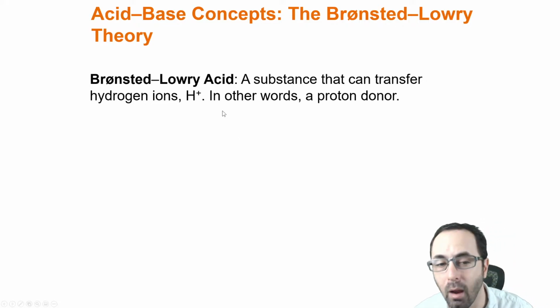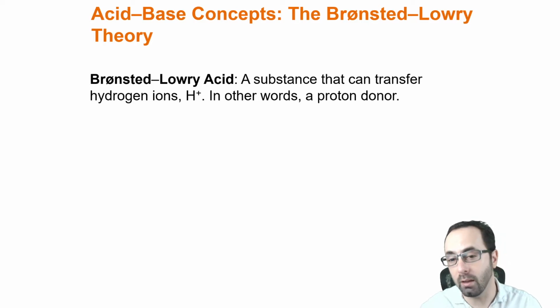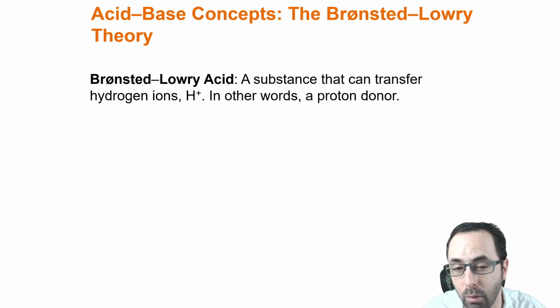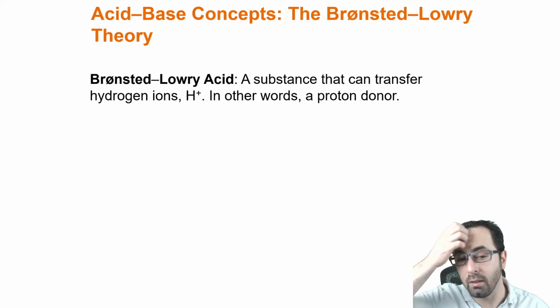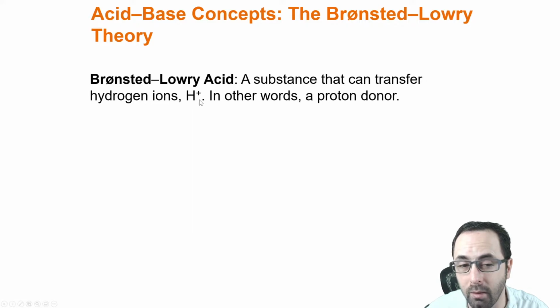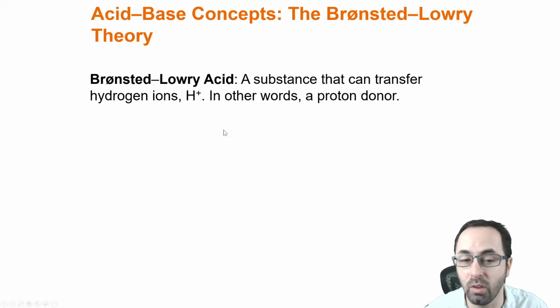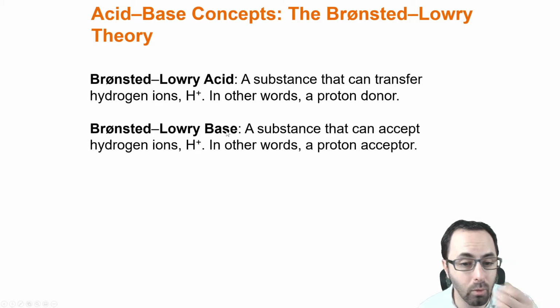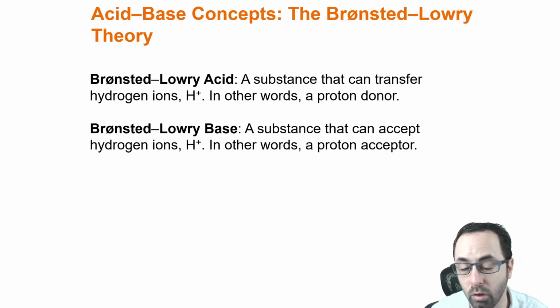In the Brønsted-Lowry definition, an acid is one that donates protons, or gives H plus ions, to another substance. It's very similar to the Arrhenius definition. The Arrhenius acid dissociates in water to produce H plus ions. The Brønsted-Lowry acid produces H plus ions and gives them to another substance, for example water or some other base. And a Brønsted-Lowry base is a substance that accepts a proton, an H plus ion. It is a proton acceptor.